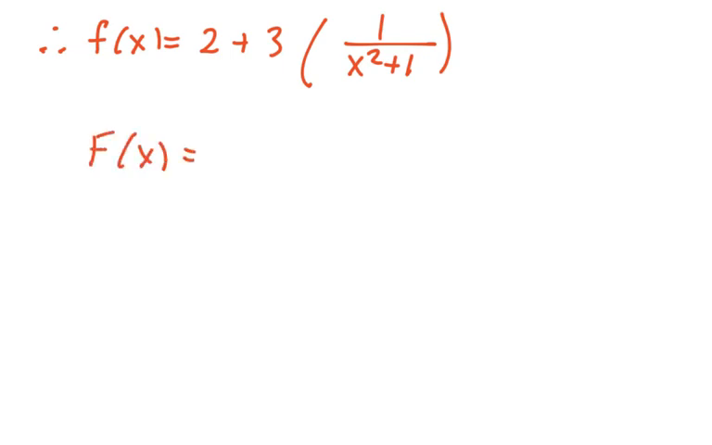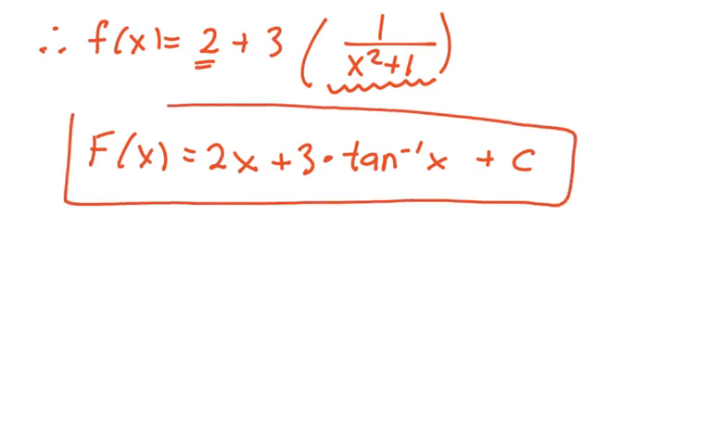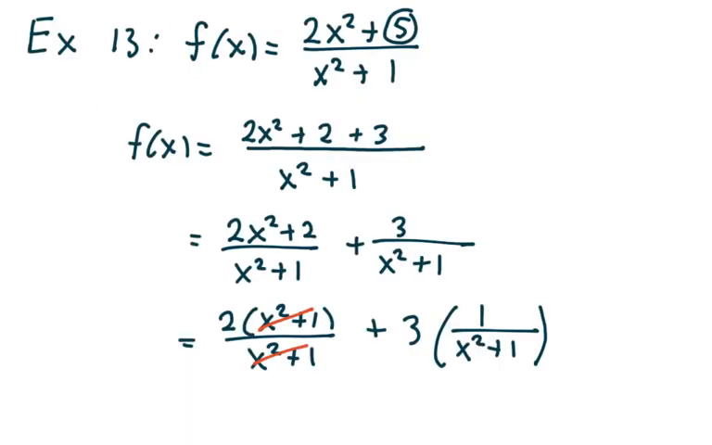And so a function whose derivative is 2 is 2x. The 3 goes along for the ride. That's why I multiply by 3, because I want you to focus on this piece. Think of a function whose derivative is 1 over x squared plus 1. And you're going to find that that's the arctangent of x. And then I just have to add c. And that's how you do that example. That was example 13.